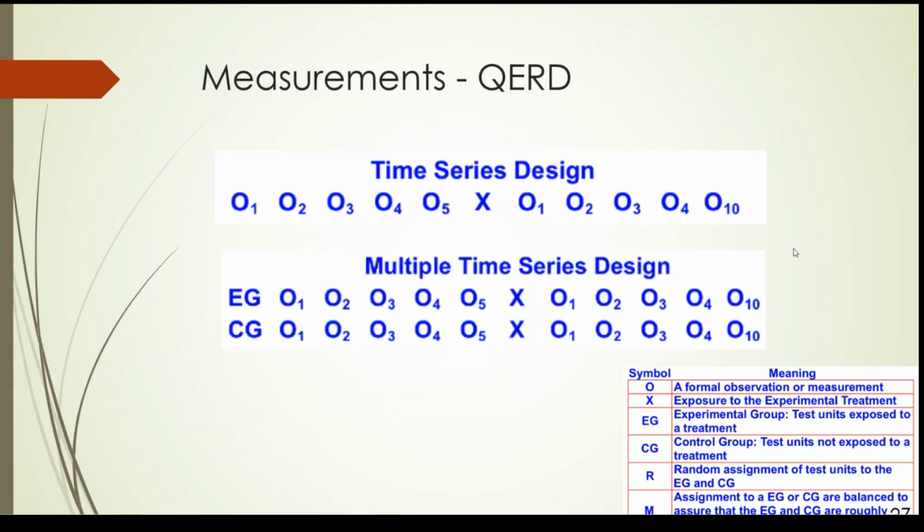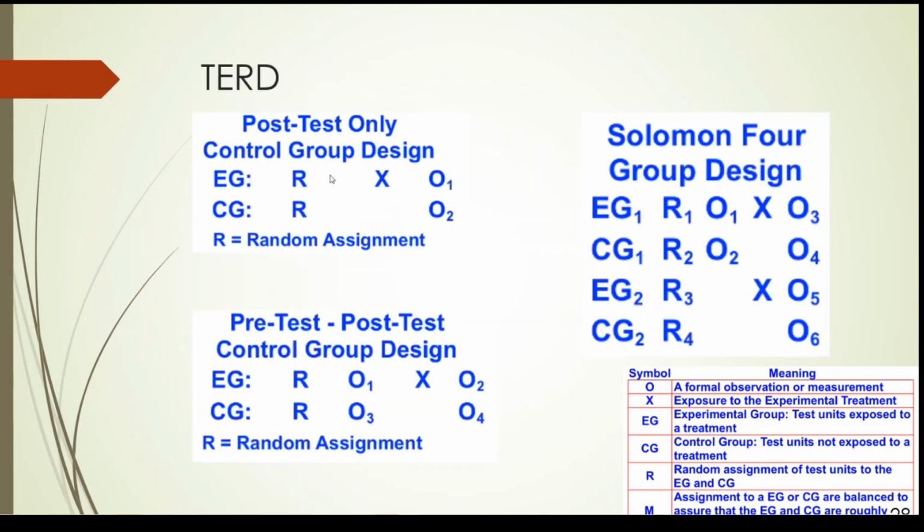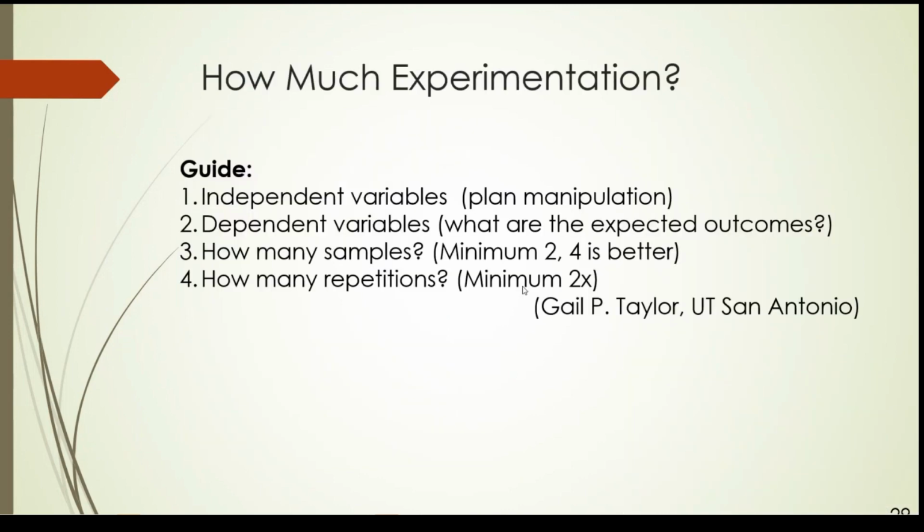Whereas in a true experimental design, you have pre-test, post-test, control group, experimental group. The best one is the Solomon four-group design, but this one will incur more time and more budget. More complicated. I also need to have more people, more subjects for testing. So how many experiments do you need to repeat? 1, 2, 3, 4. The more the better, actually. That's the answer. But of course, we all have time constraint, right?